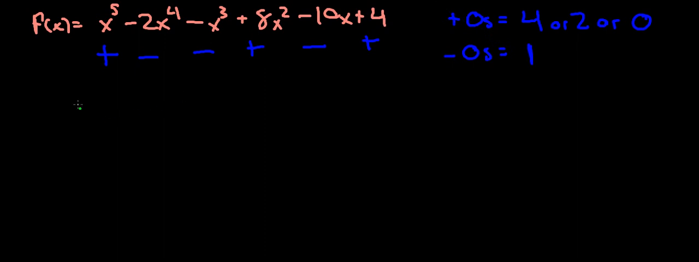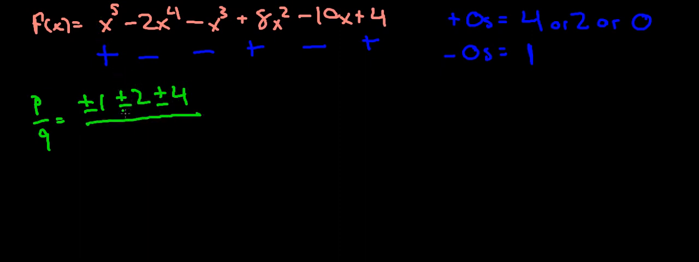So now let's find the possibilities for our zeros. We have p over q, where in this case the constant's factors are plus and minus 1, plus and minus 2, and plus and minus 4. And for the leading coefficient, it's just plus and minus 1. So that means our zeros can be plus and minus 1, plus and minus 2, and plus and minus 4.